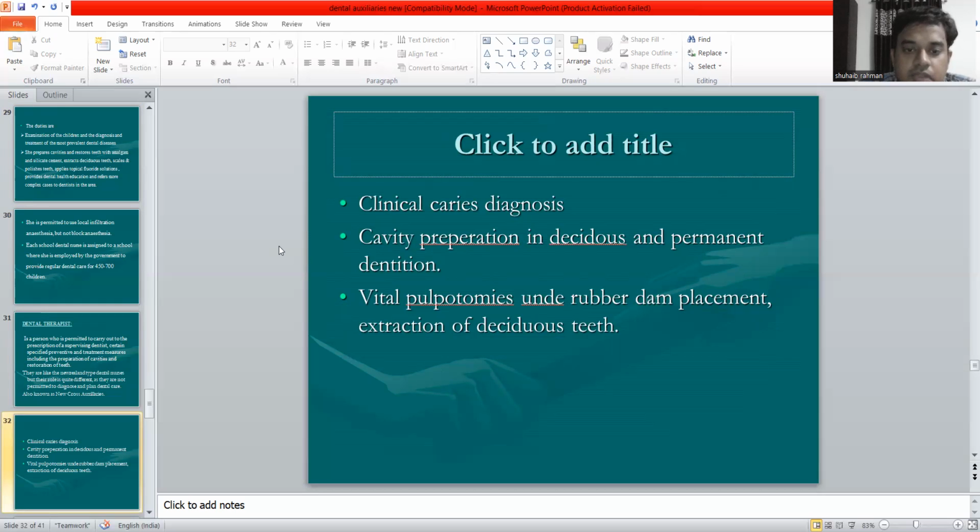They can do some clinical caries diagnosis. Caries can be diagnosed, but not other pathology. Cavity preparation in deciduous and permanent dentition can be done. Then vital pulpotomies under rubber dam placement and extraction of deciduous teeth can be done.